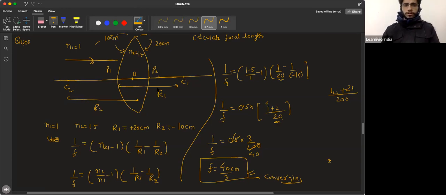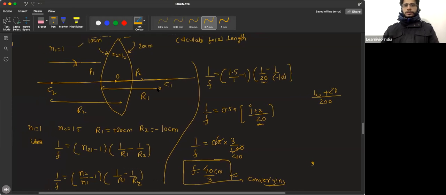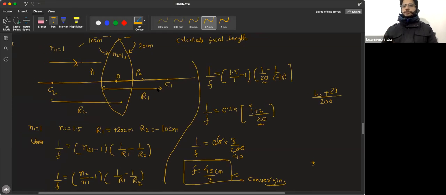Okay, so this is over. Lens maker formula. In the next class, we'll do a few numericals and we'll start the lens formula and the combination of lenses. I'm sharing a small assignment. This time, the assignment will have 4 to 5 questions on this lens maker formula only. Okay, so let's stop here. Continue this in the next class.